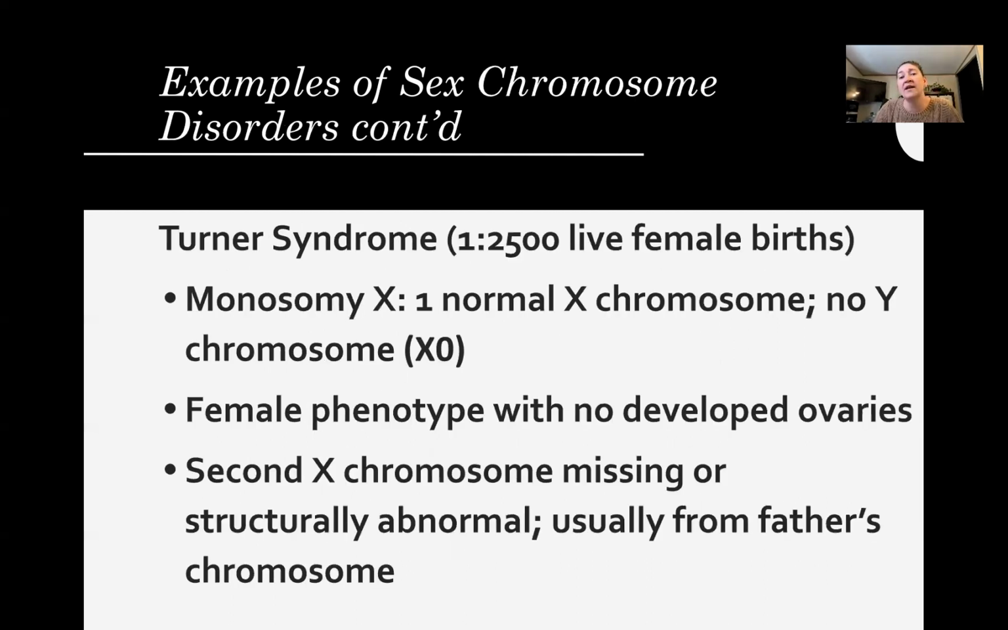Turner syndrome, 1 in 2,500 live female births, so it's not all that uncommon. This is monosomy X, so they get one normal X chromosome with no Y chromosome. The female phenotype with no developed ovaries, the second X chromosome missing or structurally abnormal. This is usually from the father's chromosome.